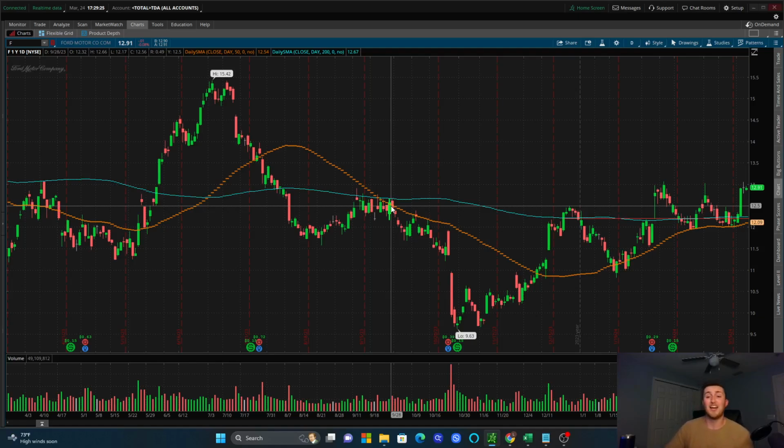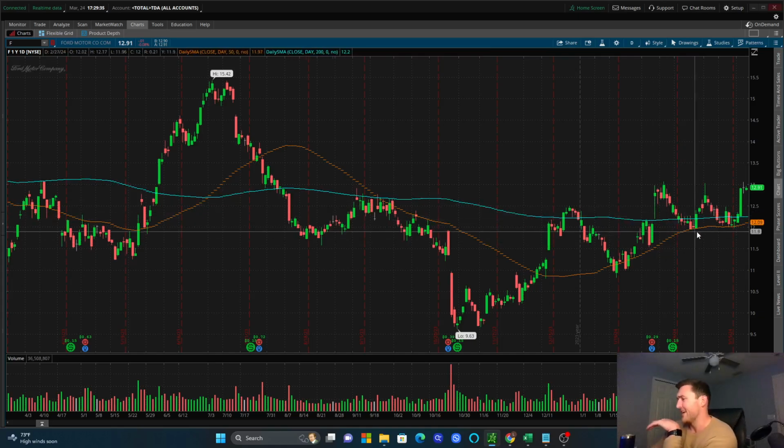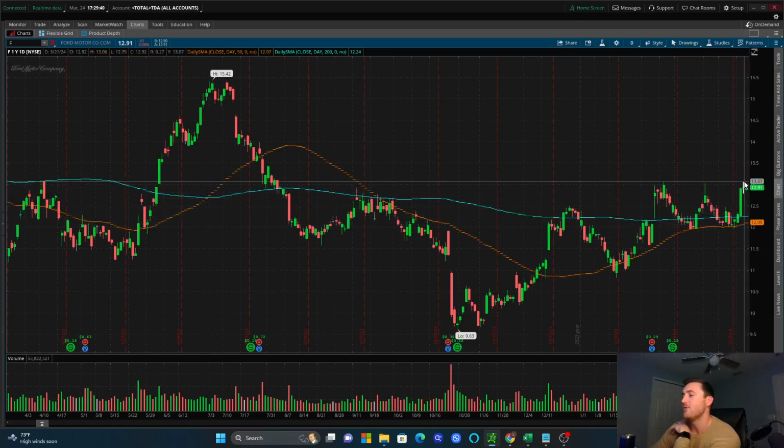However, guys, you got to risk what you're willing to risk on each trade. That comes out to different strategies you can use. But what I do want to point out is where Ford's at right now. Right now, we're actually about to cross above this blue line again right here. So now we could be looking for some potential buying opportunities.